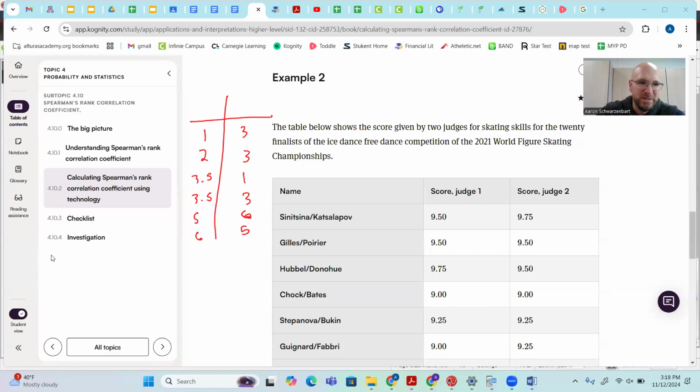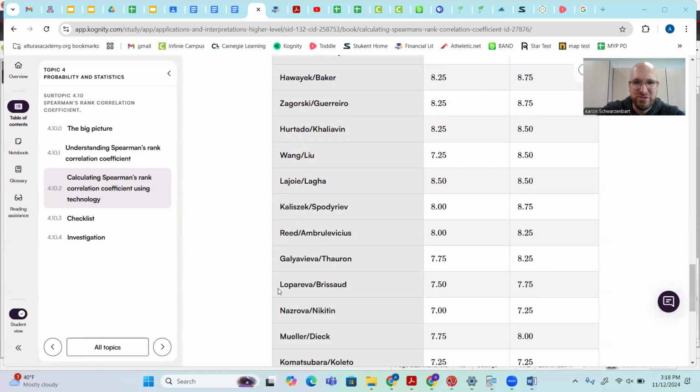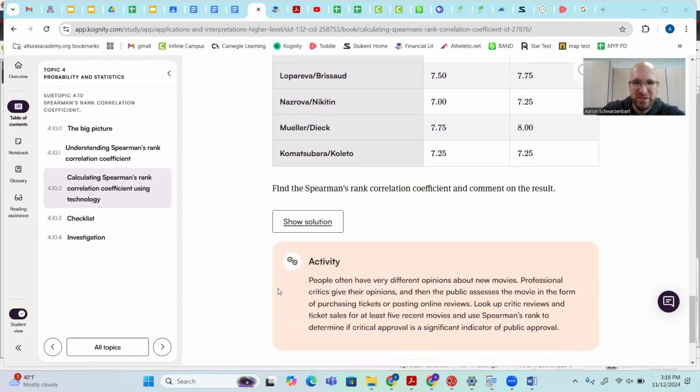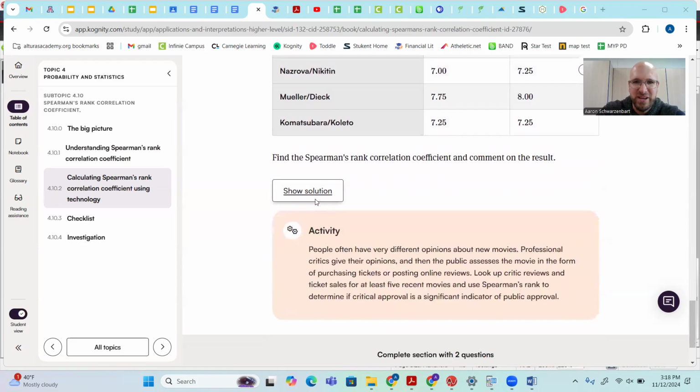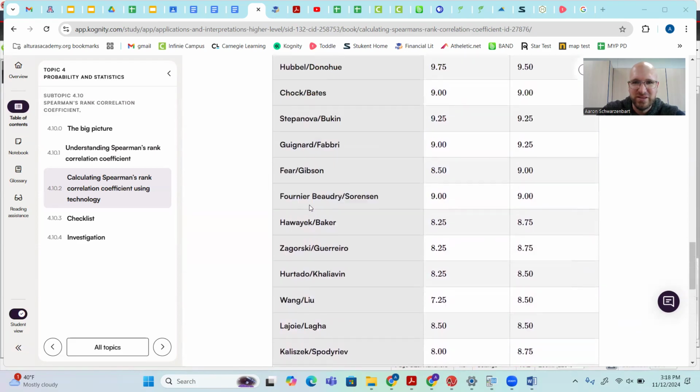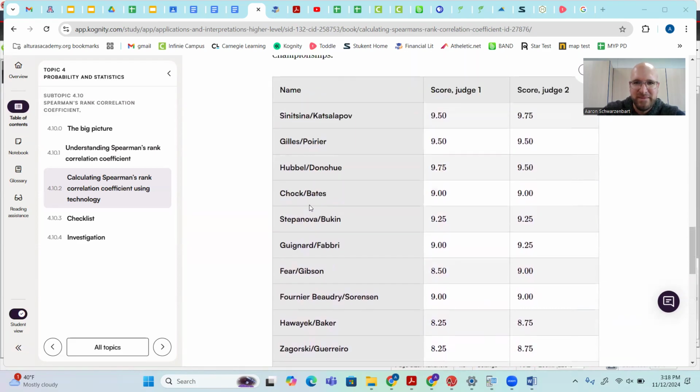Whoever's the best should generally, there's some subjectivity to this, but there shouldn't be so much subjectivity that there's no correlation between who judge one and judge two think is the best. There should be a reasonable amount of correlation. So to find the Spearman's rank correlation for the results, we need to put them in order.